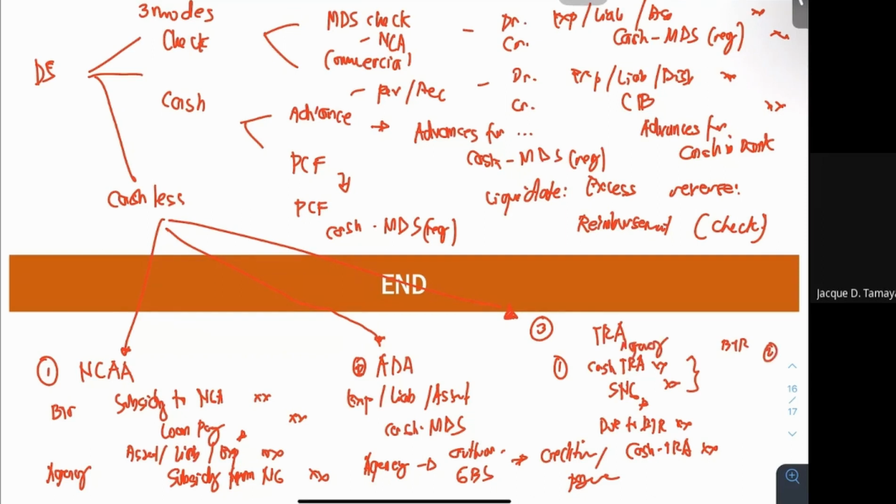So how does the BTR record that? It records subsidy to national government and a credit to cash TRA. And then this constructive remittance is also recorded by your BIR. And how does the BIR record that? It records it as a debit to your cash TRA and records now the income. So a debit to cash TRA and a credit to income. So those are the different modes of disbursement and the disbursement system of the national government.